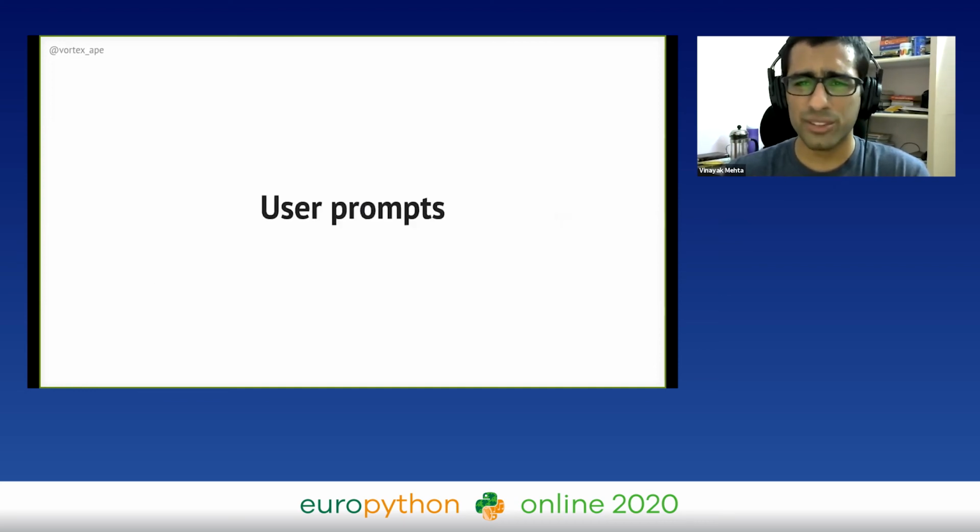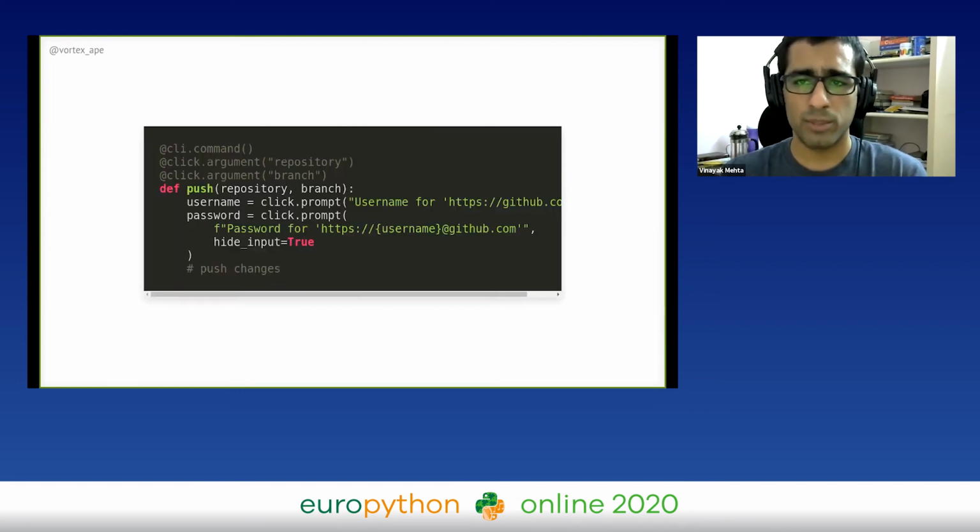We can also ask users for one-line input using the click.prompt function. This can be useful for the push subcommand to ask the users for credentials to push files to a remote repo. So we define a push subcommand with two arguments, the remote repo we want to push to and the local branch that we want to push. And then we use the click.prompt function to ask the user for their username and password. The return values will be stored in the username and password variables. Notice that for the password prompt, we set hide_input equal to true.